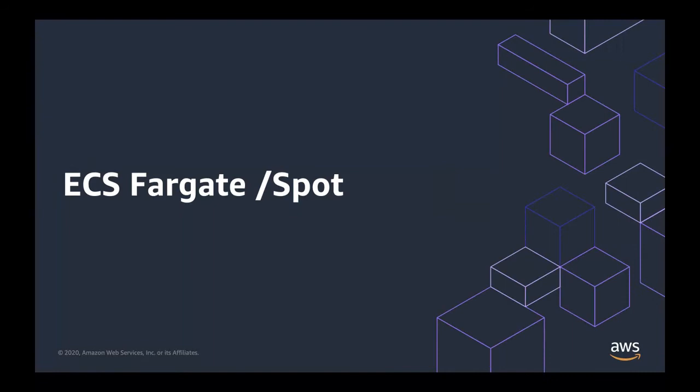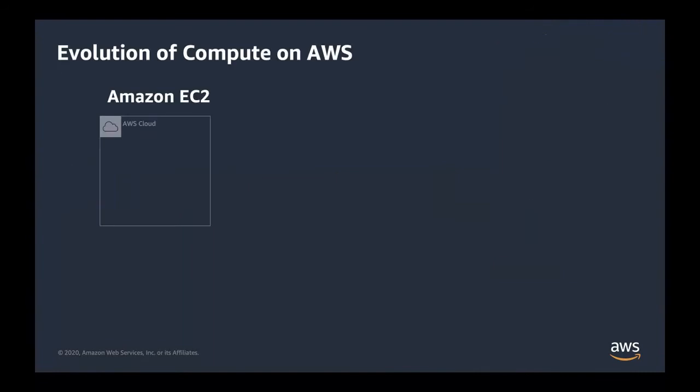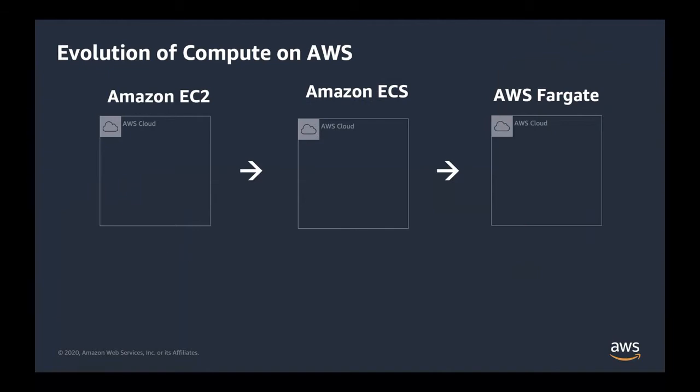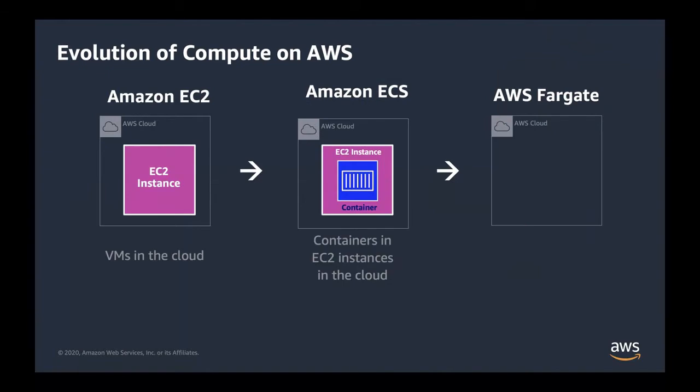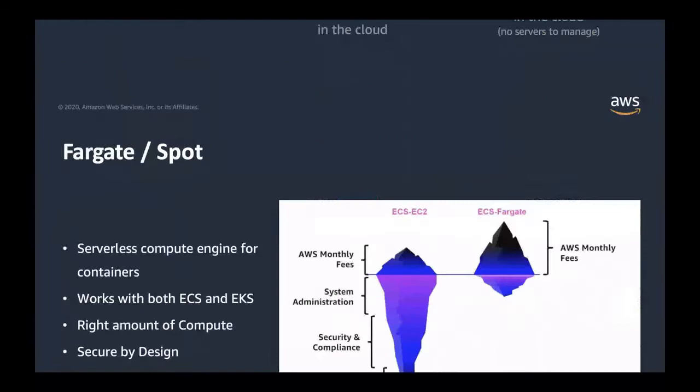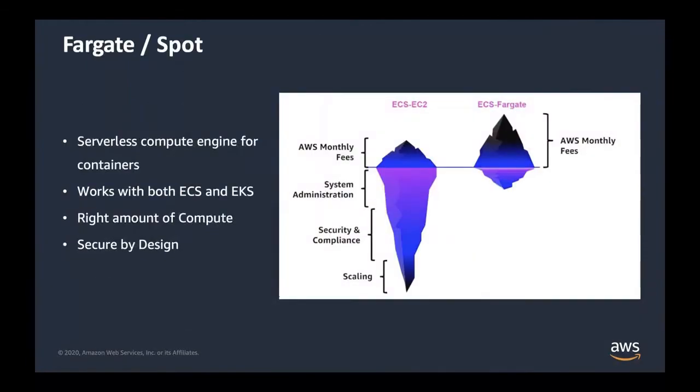So you have something called ECS Fargate and Fargate Spot. Think about this: we had EC2, and then we created ECS, the container service. Then we created Fargate, which you can think of as containers in the cloud. There's no server to manage. When you use Fargate, you just pay as you go. You don't have to think about security and compliance, scaling, or how much system administration you want. You just bring your task, your Docker containers, and you run them.